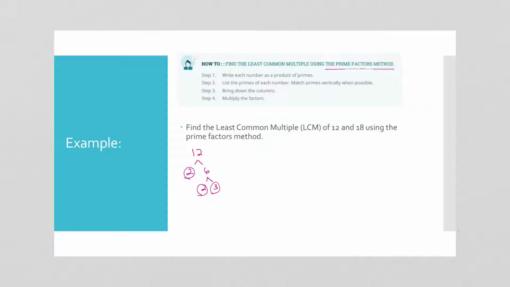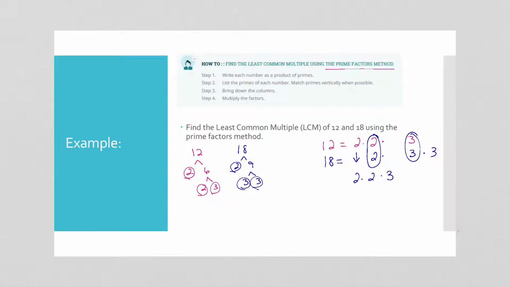So 12 is equal to 2 times 2 times 3. I left a space there for a reason. You'll see it in a second. 18, 2 times 9, and 3 times 3. Okay, so 18 is 2 times 3 times 3. Okay, so you bring down the columns. So what I would do here, I would bring down that 2. Because these two match up, I only bring down one of those. These guys match up, so I would bring down one of these, and this doesn't have anything to match with, so I bring down one of those.